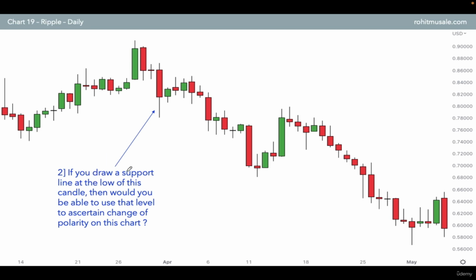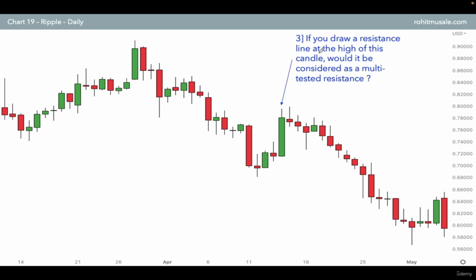Number 2, if you draw a support line at the low of this candle, would you be able to use that level to ascertain a change of polarity? So if I draw a line like this, as you can see, that support has become resistance here. But the problem is this is not a multi-tested support. For a change of polarity, you need multi-tested support becoming multi-tested resistance. So in this case, I will not be able to use this level to ascertain the change of polarity. That is the answer.